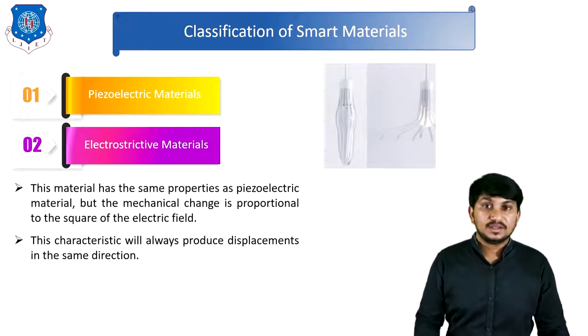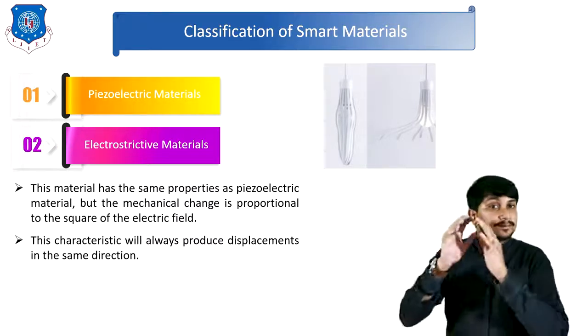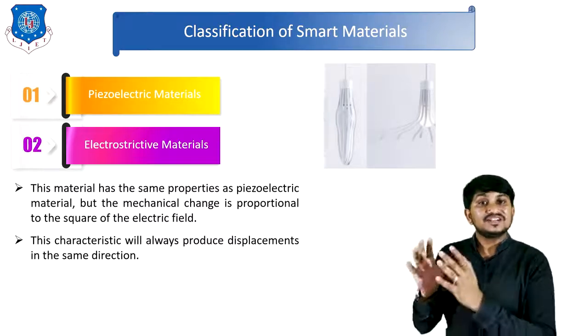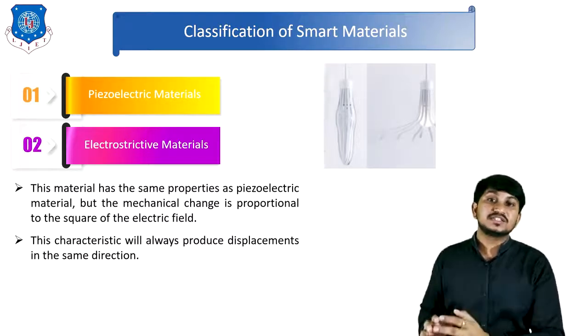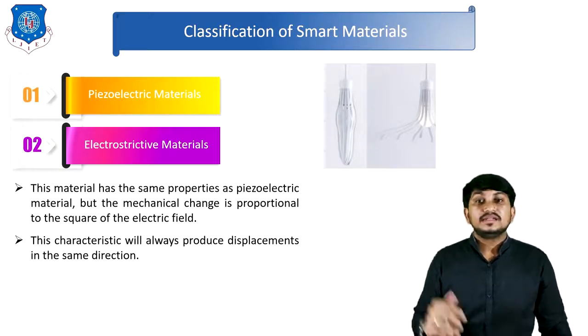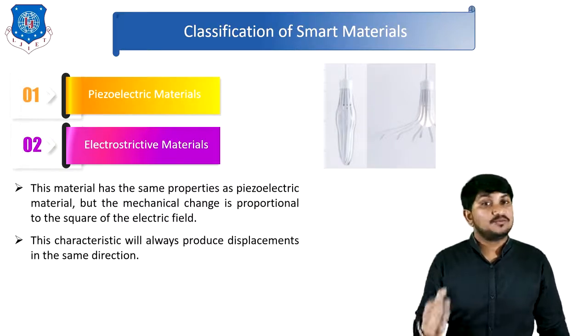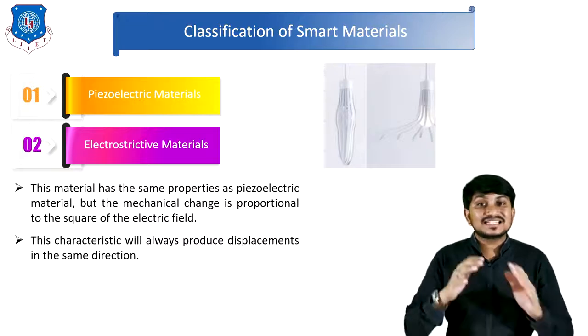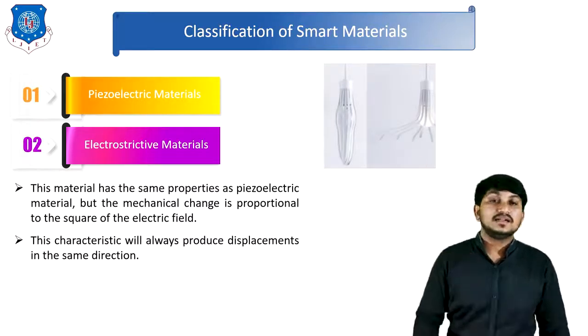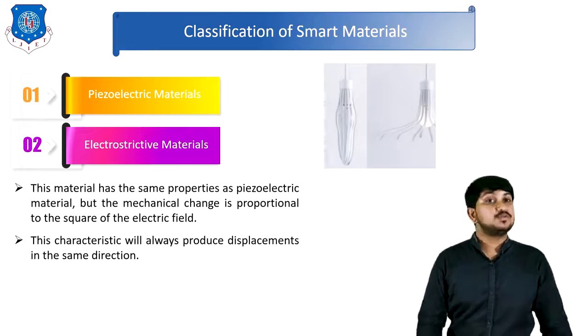Second is electrostrictive material. This material has the same properties as piezoelectric material, but the mechanical change is proportional to the square of the electric field. These characteristics will always produce displacement in the same direction. This is the example of electrostrictive material.